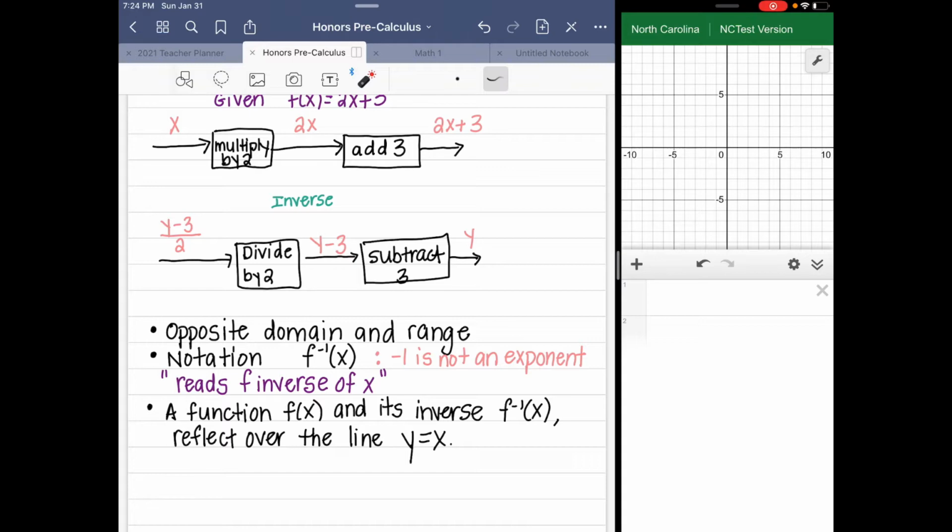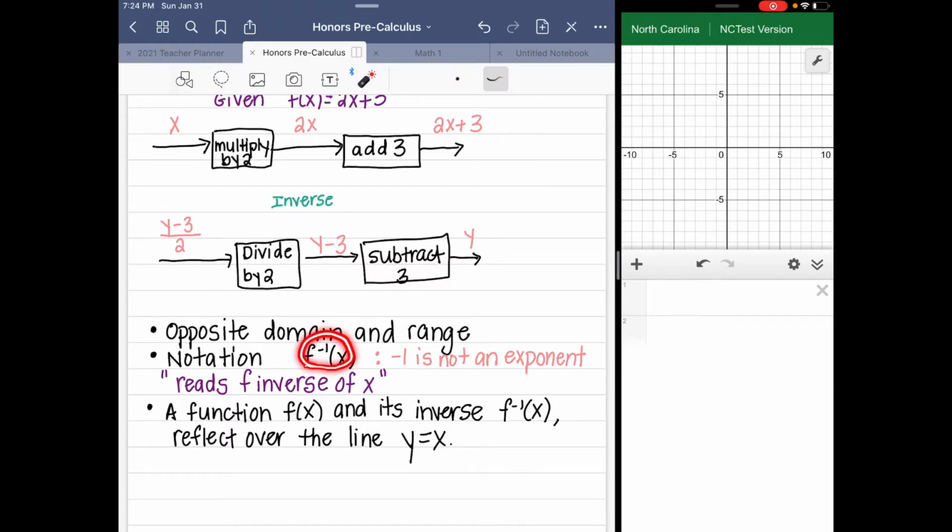So first thing that is the most important is when you have a function and then you have its inverse, the domain and range are opposite. There's a reason for that, because when you solve for a function and you find the inverse, you're actually flipping that x and y value, which means you're flipping the domain and the range.